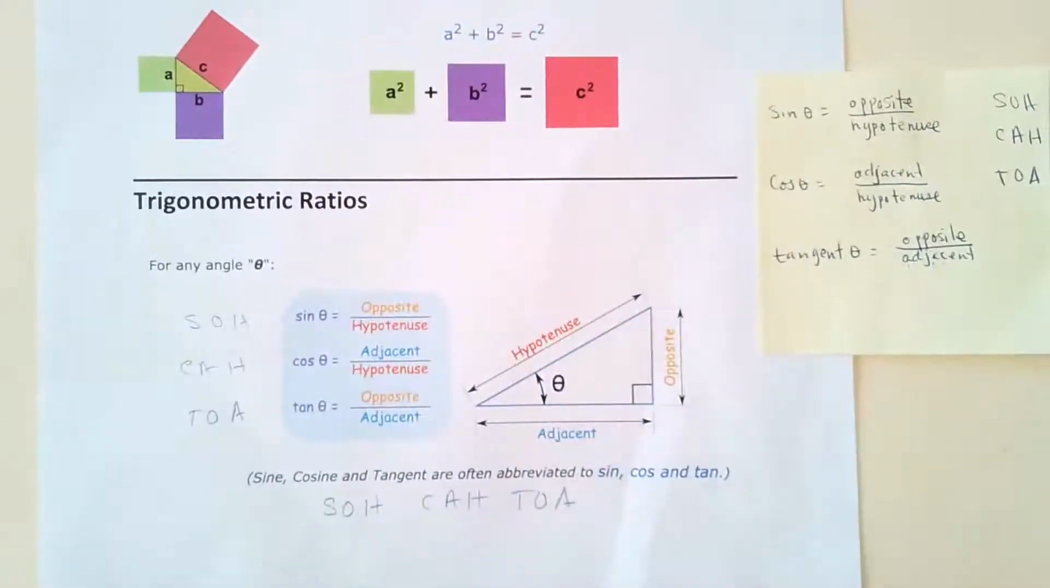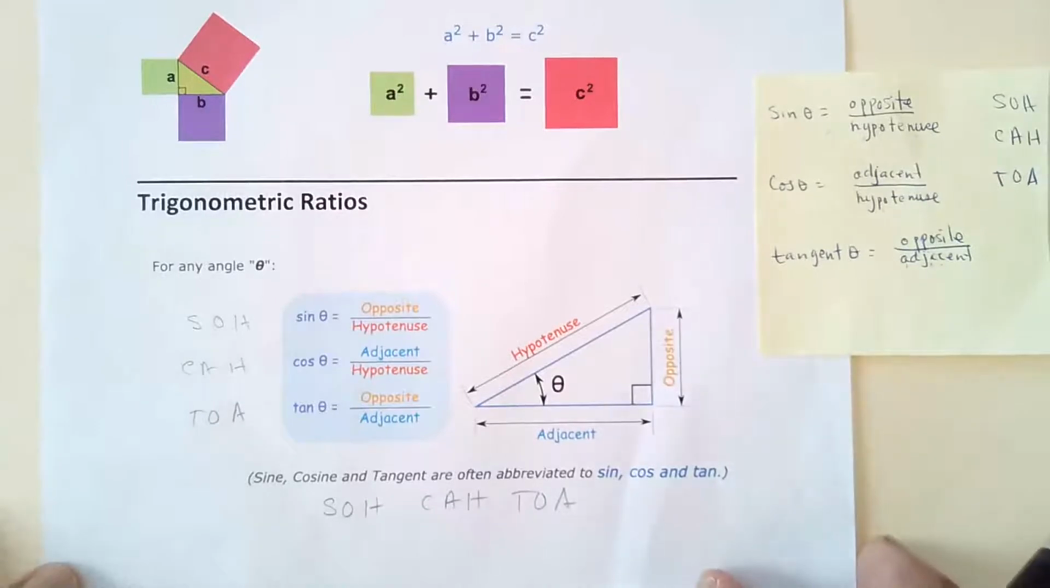And finally, we looked at SOHCAHTOA, the trig ratios. We can use the trig ratios to find a missing angle or a side when we're given 2 of the properties of the right angle triangle. So let's look at question 1.